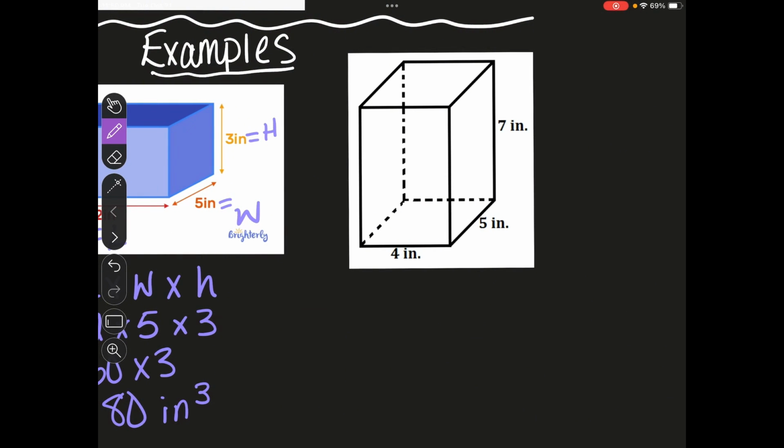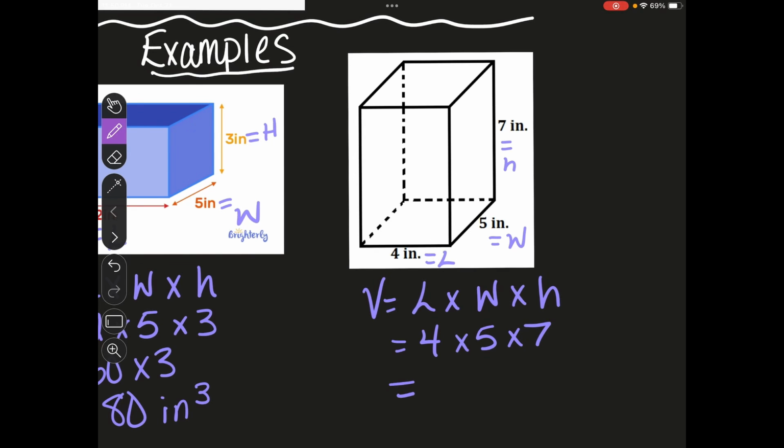So we got 4 inches, 5 inches, and 7 inches. Label them. 4 inches is the length, 5 inches is the width, and the 7 inches is the height. Okay, work it out the same way, same exact way. 4 times 5 times 7. So 4 times 5 is 20 times 7, that will be 140 inches cubed.